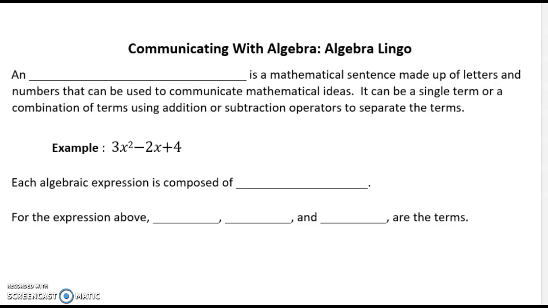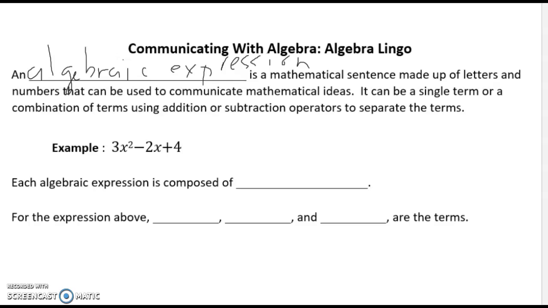So this lesson is called Communicating with Algebra, so algebra lingo. So the first blank, an algebraic expression. An algebraic expression is a mathematical sentence made up of letters and numbers that can be used to communicate mathematical ideas. It can be a single term or a combination of terms using addition or subtraction operators to separate the terms.